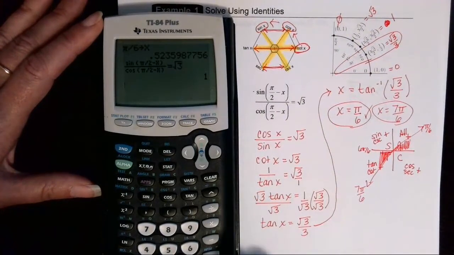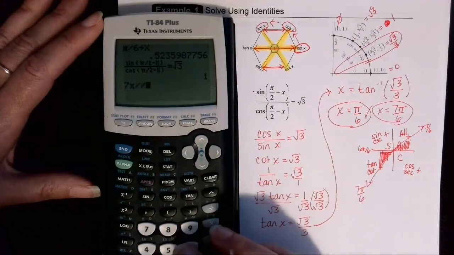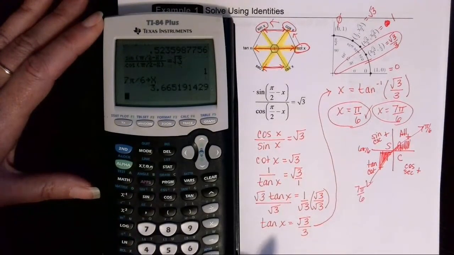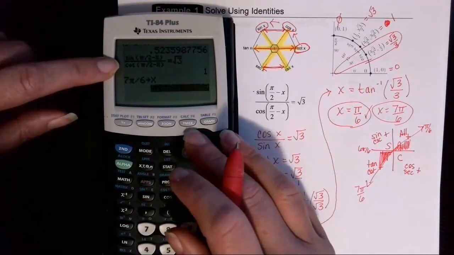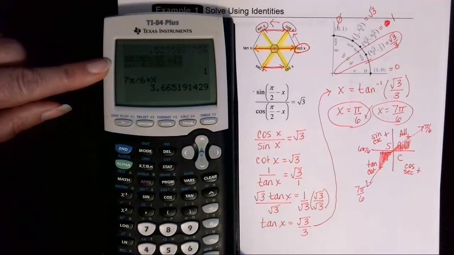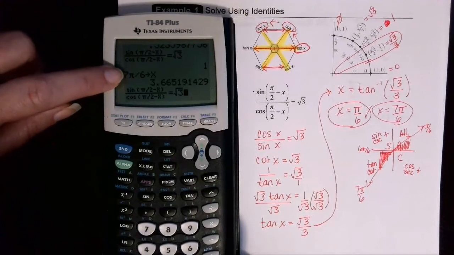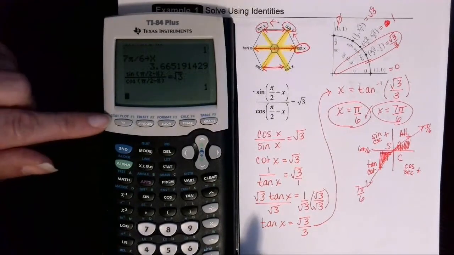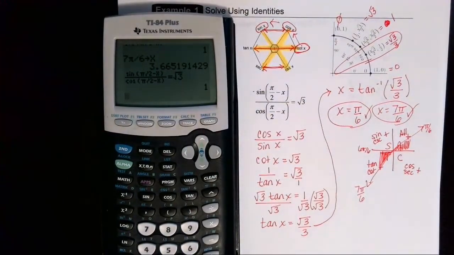Okay, now I'm going to store 7 pi over 6 as my new value for x. And I don't want to have to retype that whole equation again, so I'm just going to arrow back up to it and press enter, and then it's retyped now. And the calculator knows that I have a new value stored for x. So when I press enter, now it's shown us 1 again, which means that 7 pi over 6 also checks.